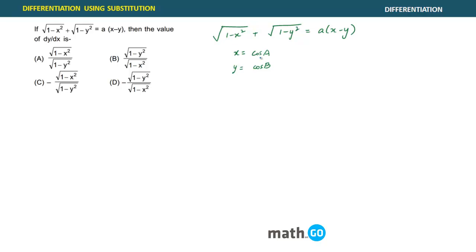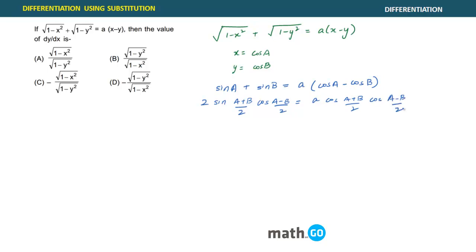So this becomes 1 minus cos square a, which is sine square a. So this becomes sine a, plus this will become sine b. This will be a times cos a minus cos b. Any confusion till now? Okay, so what is sine a plus sine b? Yes, we know this formula, this becomes 2 sine of (a plus b) by 2 into cos of (a minus b) by 2. And what is the formula for cos a minus cos b? Yes, it is minus 2 sin of sum by 2 into sin of difference by 2.